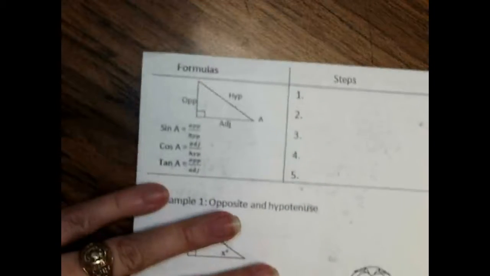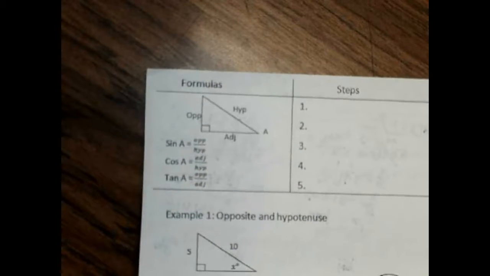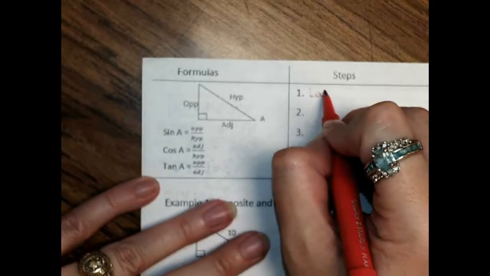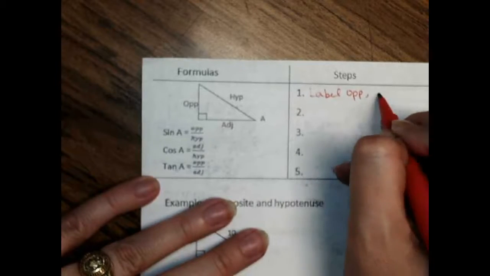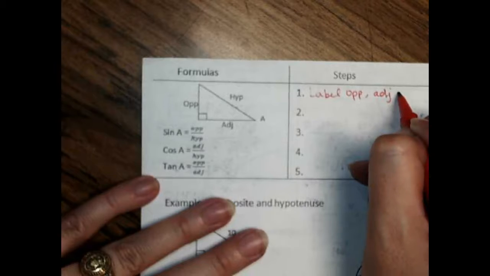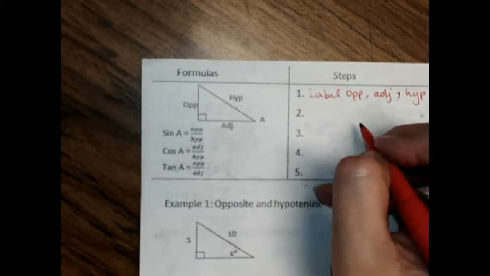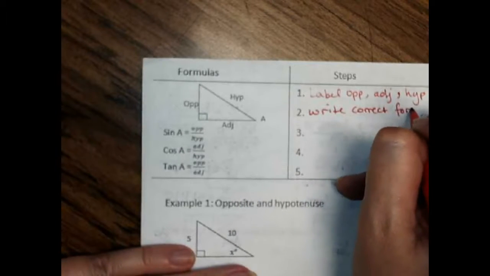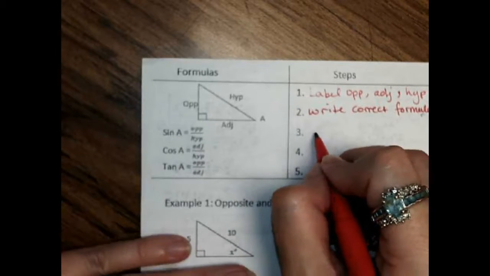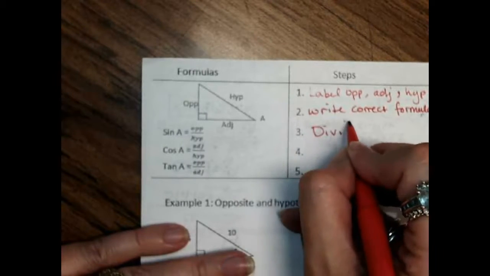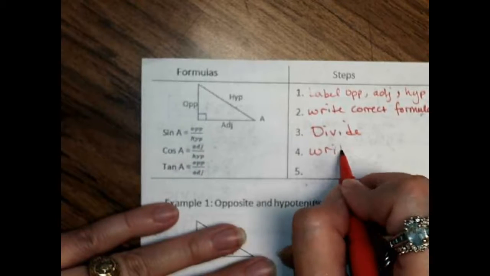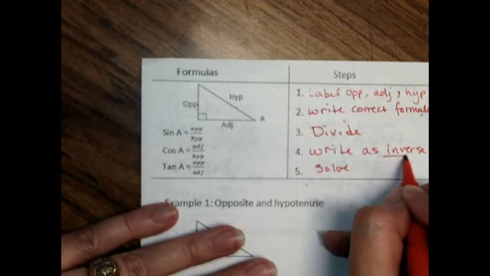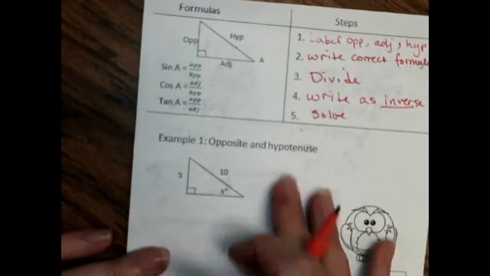So the steps are almost the same thing that we've done before. We're going to still label opposite, adjacent, and hypotenuse on our triangle. We're going to write the correct formula. Then we're going to divide, and we're going to write it as inverse and solve. And I'll tell you what inverse means in just a second. So let's start with our steps here on this first one.